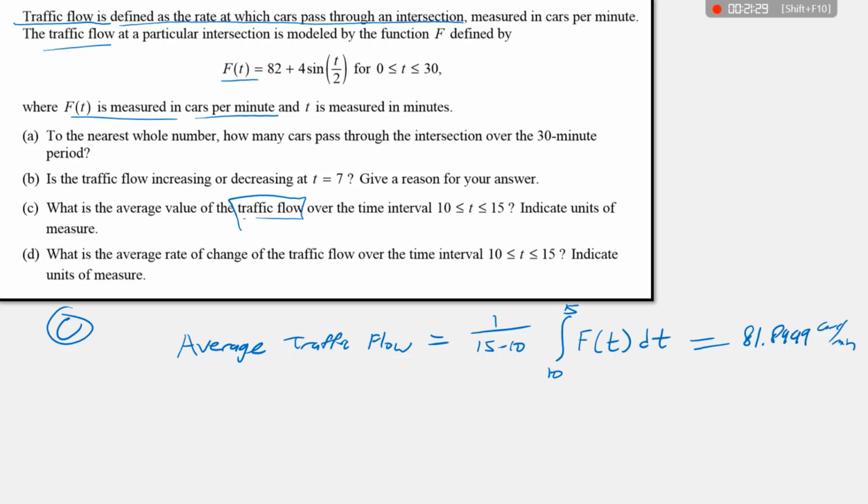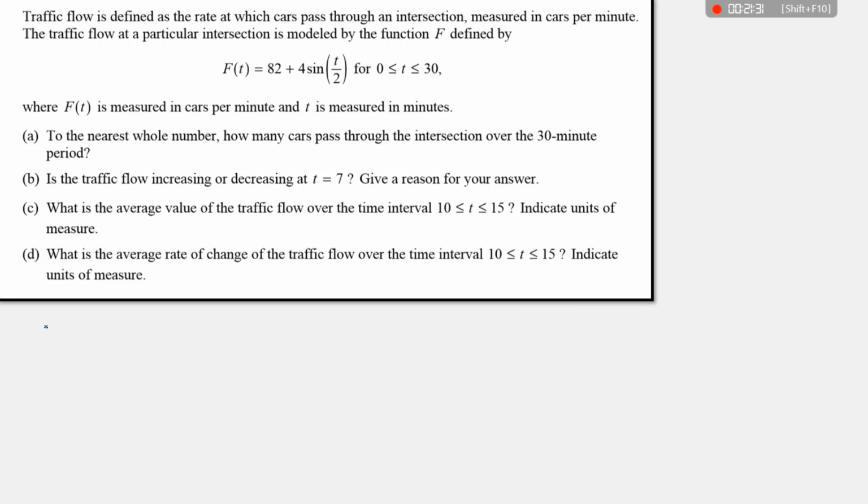No. Okay, last one. I want to know what the average rate of change would be for the traffic flow from 10 to 15, and then indicate the units of measure. Average rate of change of the traffic flow. What is a rate of change? What's another word for rate of change? Slope. Slope, perfect. So this is just asking for the average slope of f from 10 to 15.